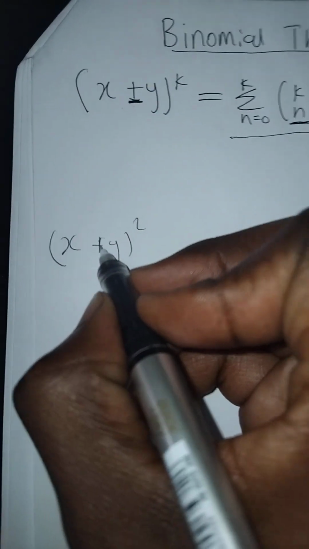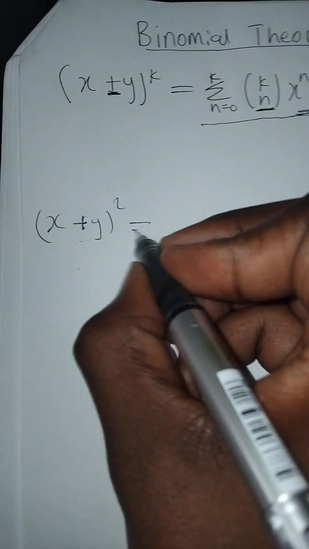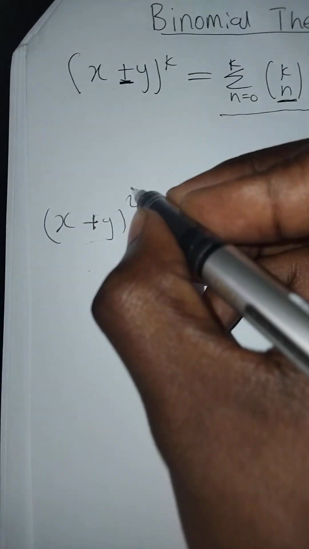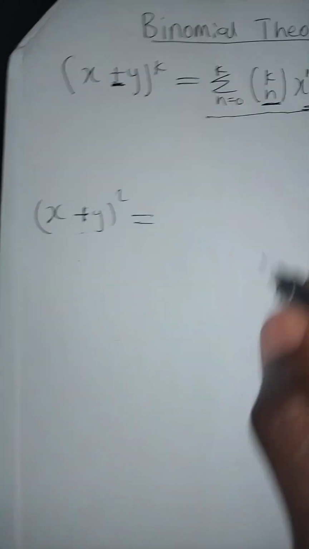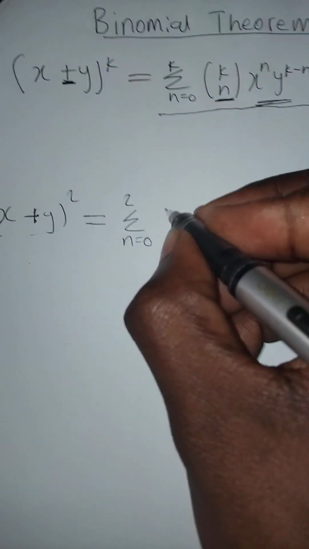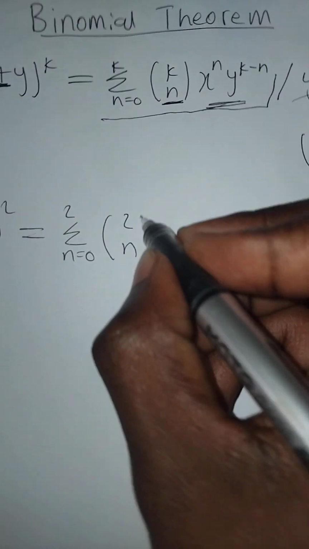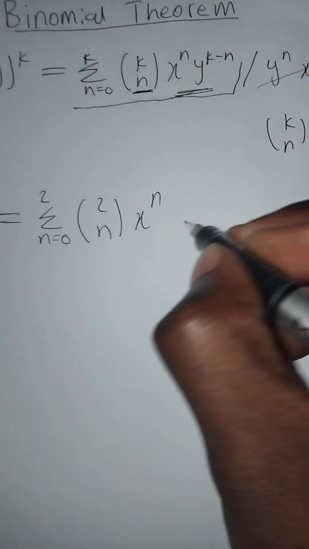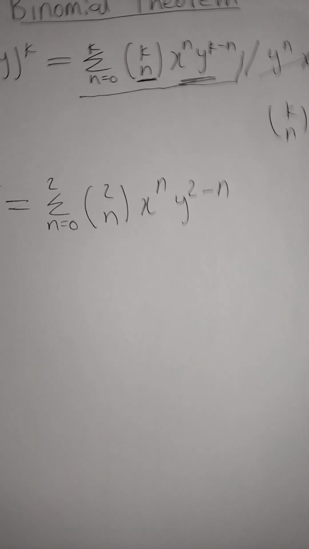So let's look at the problem that we are given. Do we have a positive sign? Yes, there is a positive sign. Then we have a power, which implies we can start applying the binomial theorem right away, where the power represents k. That means k is equal to 2. Then we are starting from n equals 0 to 2, where we see k, we plug in 2: combination (2, n), x to the power n, y to the power 2 minus n, just like that.